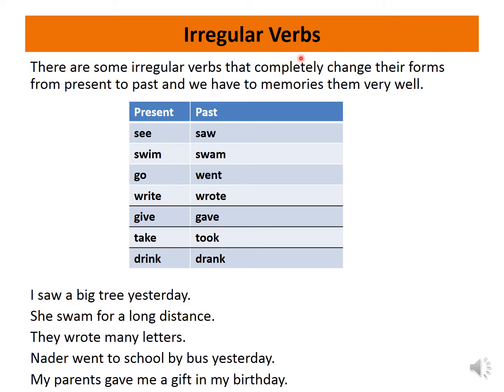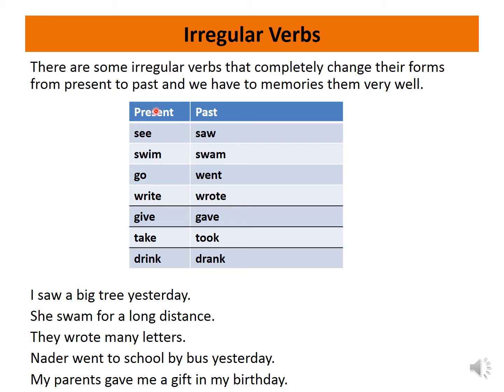What about the irregular verbs? Irregular verbs, we call them naughty verbs. They don't follow the rule. We can't add ed. So what happens? They change the forms. We change the forms from present to past. So there are some irregular verbs that completely change their forms from present to past. And we have to memorize. We have to study them very well.